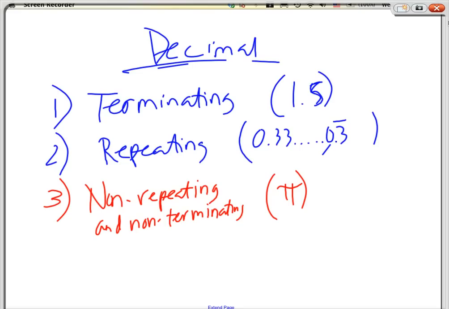Okay, but I want you to go back and revisit the first one right here and ask yourself this question: for any terminating decimal, can I take that number and convert it back into a fraction? Yes, interestingly enough, you can. So how do I convert 1.5 into a fraction? What is it going to be? How do you convert it?